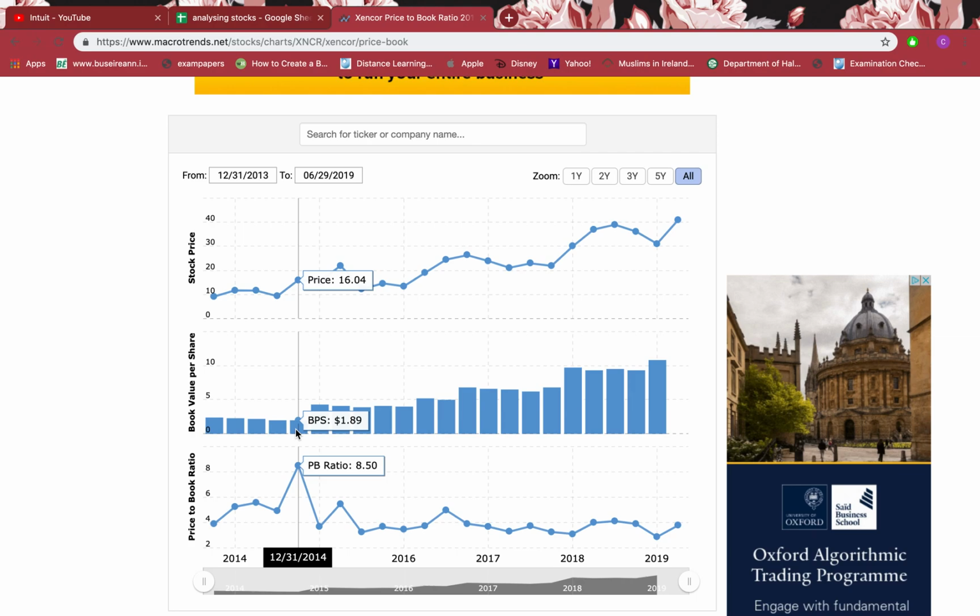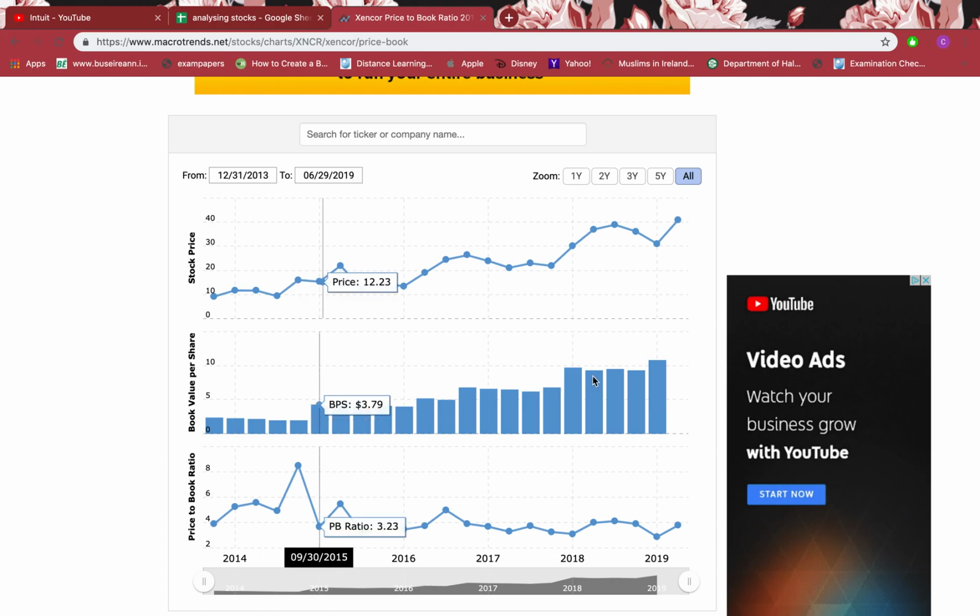So you need to make sure that the lower the ratio, the better. And if it's below 1, then it means you're getting a discount on the stock. You're getting it very cheap. And if it's 1, then it means that you're paying the same price as the book value. But if it's more than 1, then it's very expensive.